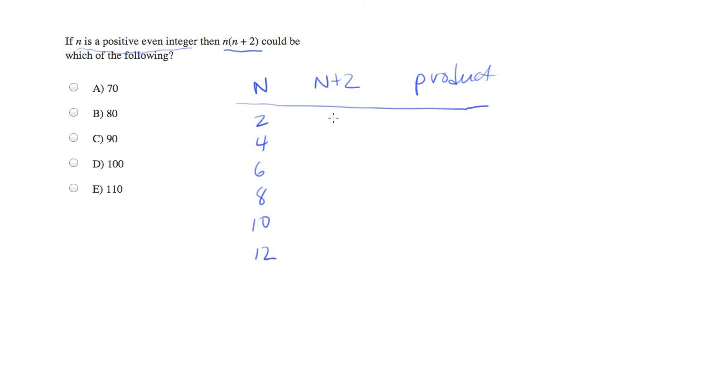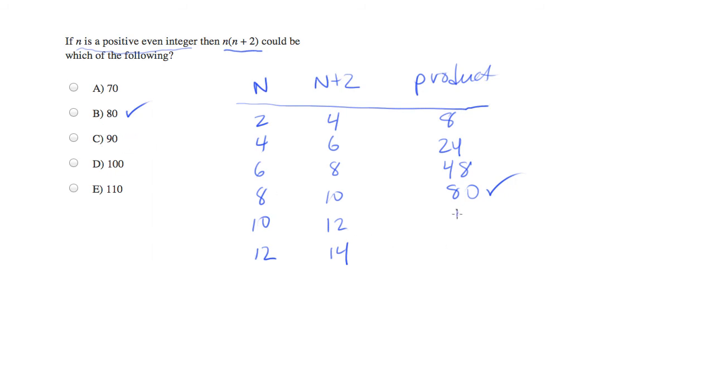N plus 2, of course, will be that number plus 2. So 4, 6, 8, 10, 12, 14. And then let's look at the product. And if you feel more comfortable, you can use a calculator to do these. 2 times 4 is 8. 4 times 6 is 24. 6 times 8 is 48. 8 times 10 is 80. And boom, we've got our answer right there.